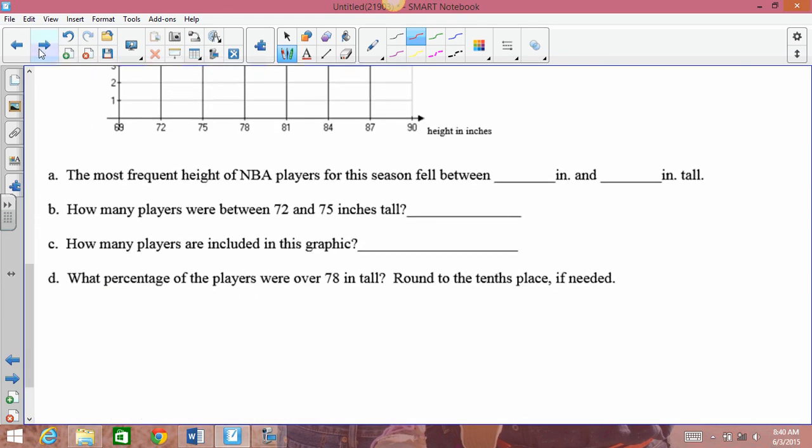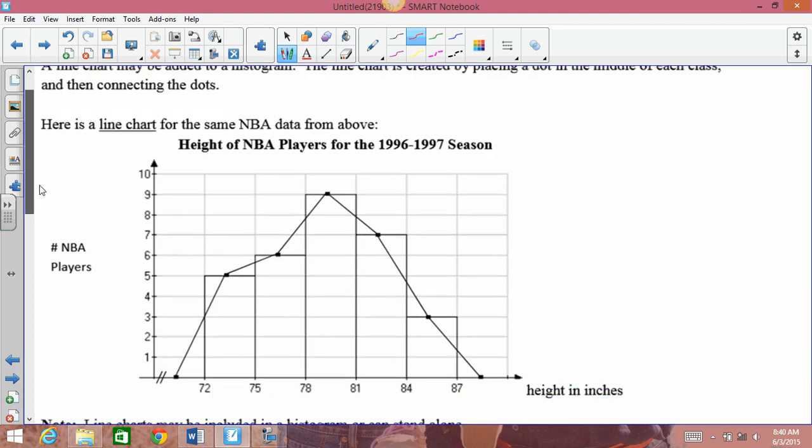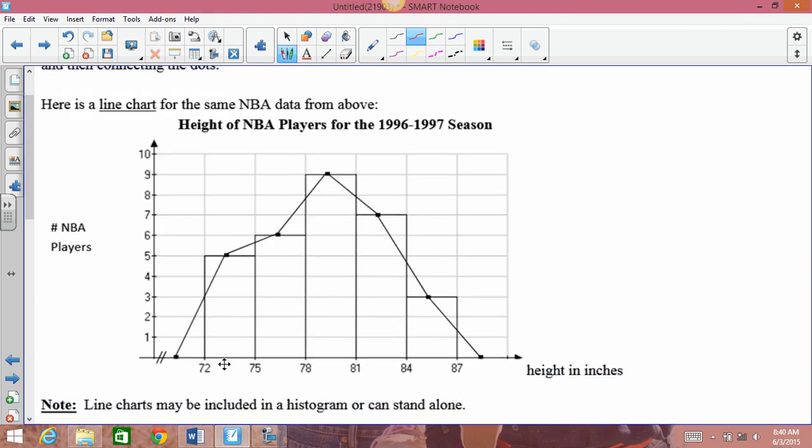So I will scoot on over to the next page, which is a line chart. What I did here with my line chart is I just used an example from the previous page, and I superimposed the line chart itself on top of the bar graph. You can just imagine if that bar graph was completely eliminated. But sometimes you will see a line graph on top of the bar graph.